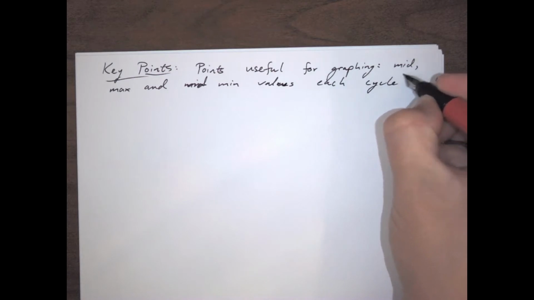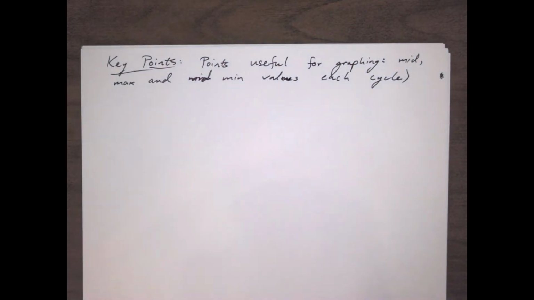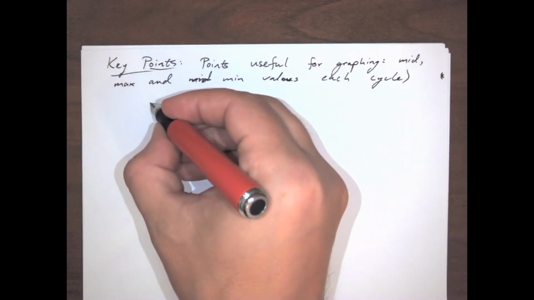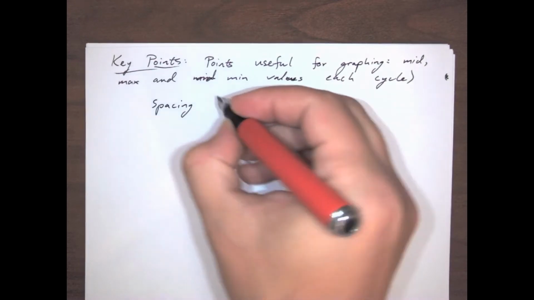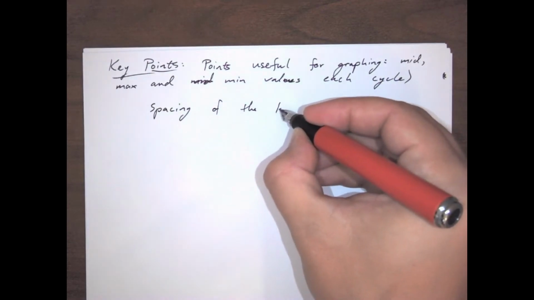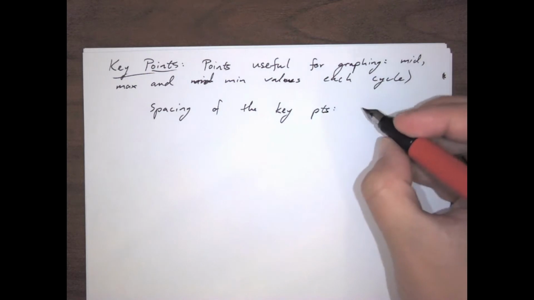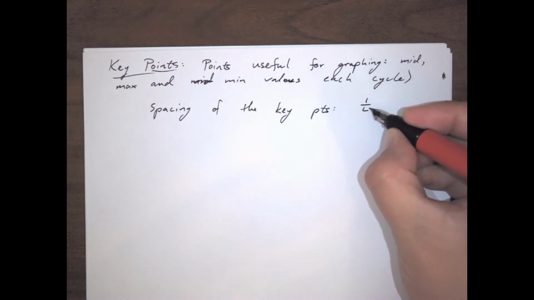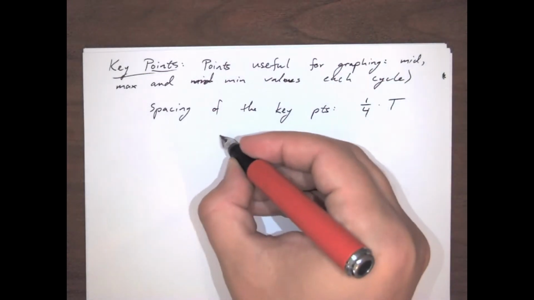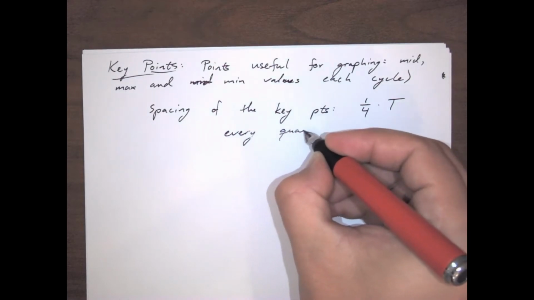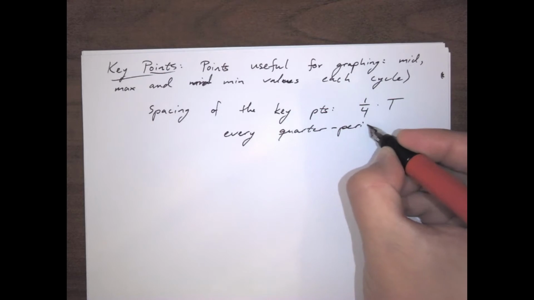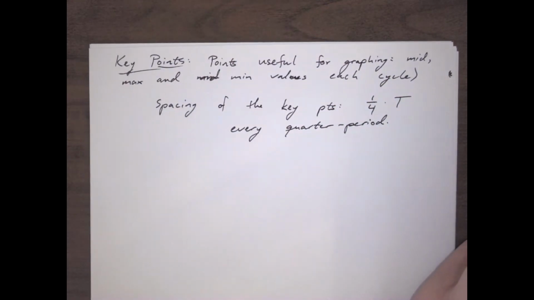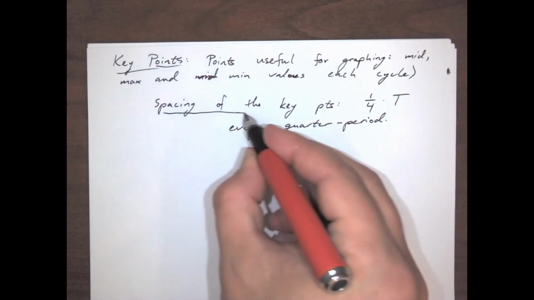Each cycle. So the key points, the points that are helpful for graphing, are the ones that occur every quarter cycle, and they are where the graph will be at its minimum, its maximum, or its middle. So the spacing of the key points will be 1/4 of the period. So every quarter period. Now, the sequence of the key points will depend on which function we're talking about and its orientation.